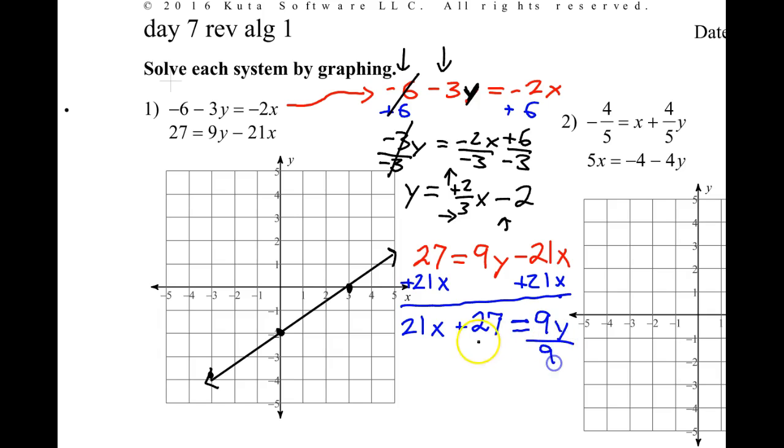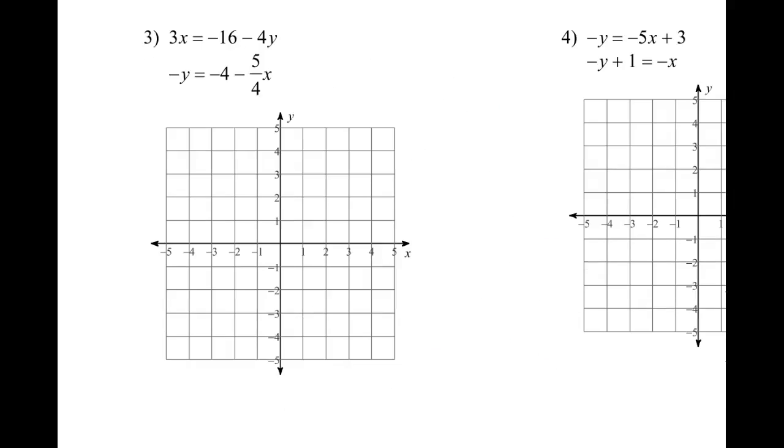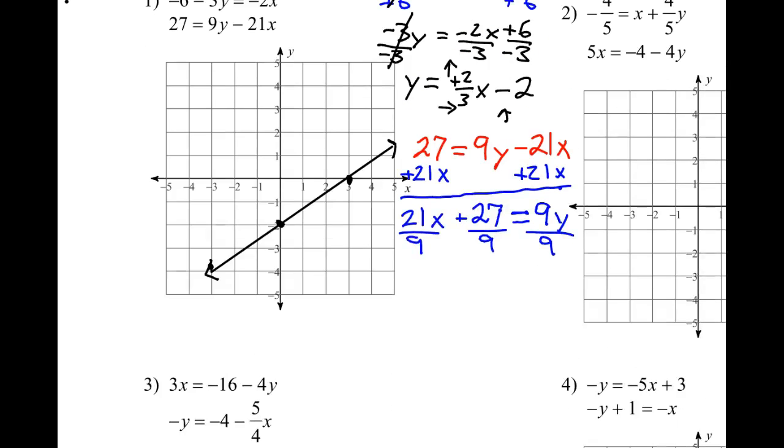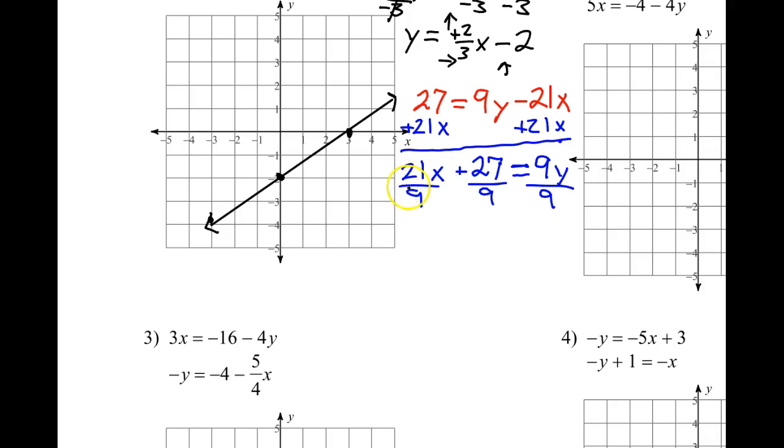All right. So we have 21 over 9. Probably want to reduce that. Divide top and bottom by what? 3? Yeah. 3 goes into 21 7 times. 3 goes into 9 3 times. Otherwise we wouldn't really be able to graph that slope if we had to go up 21 and over 9.